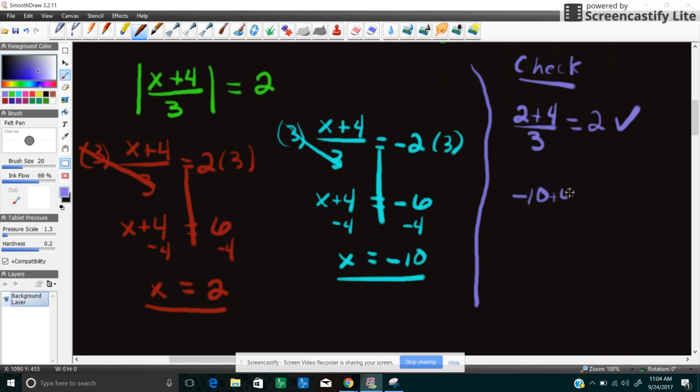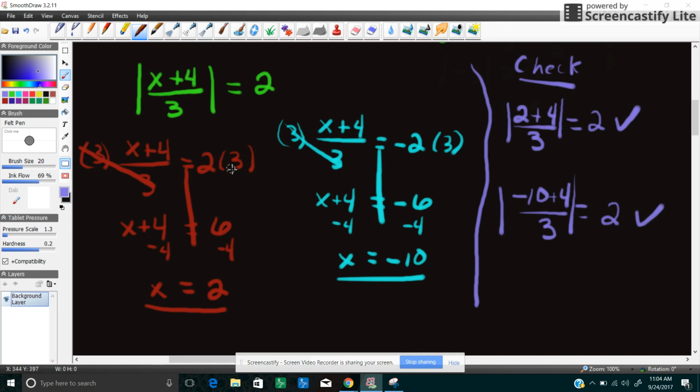We're going to try it with negative 10. So the absolute value of negative 10 plus 4 over 3. Negative 10 plus 4 is negative 6. Negative 6 divided by 3 is negative 2. However, since we're taking the absolute value, it does equal 2.